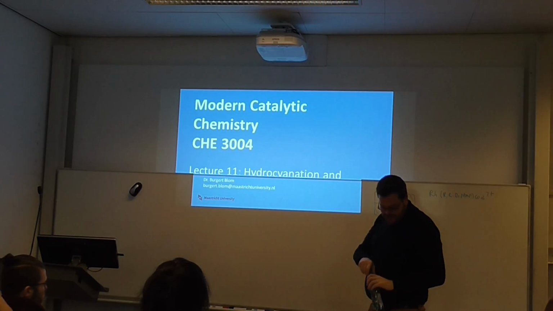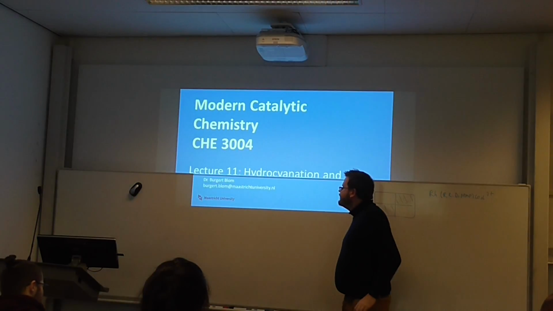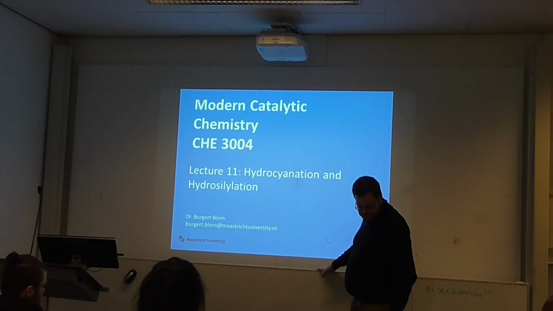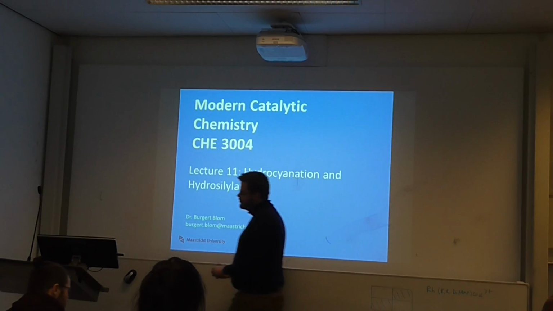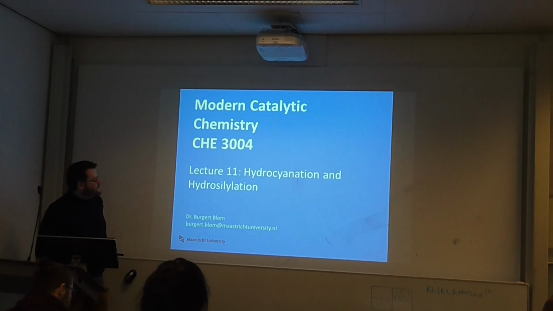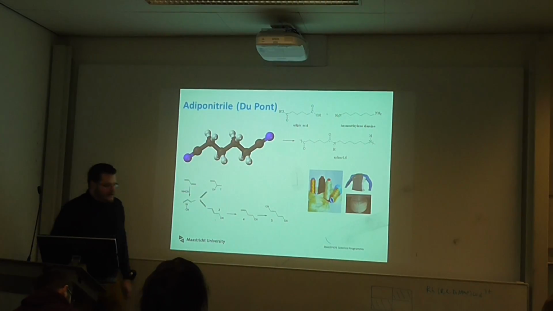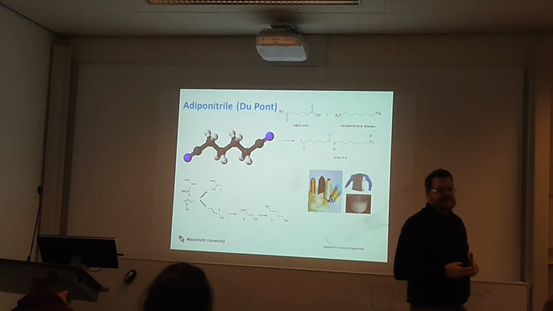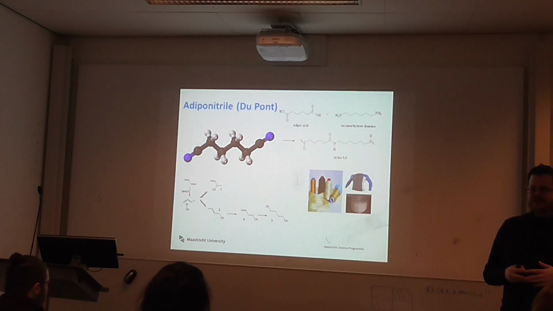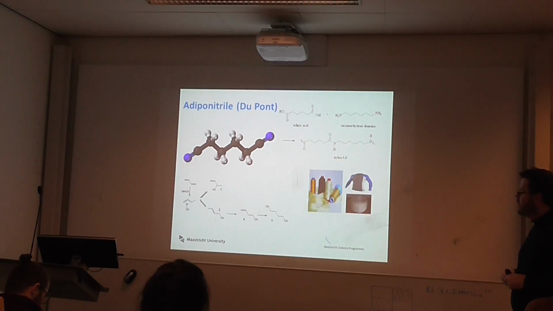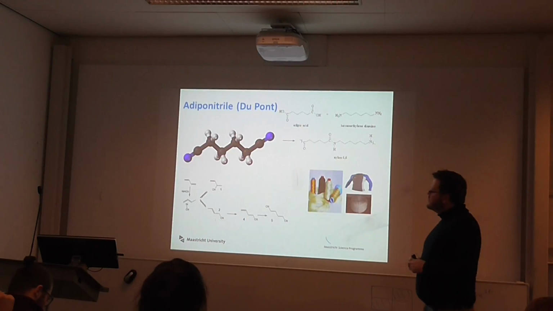Right, what I want us to talk about today, very briefly, is hydrocyanation and hydrosilylation. I'm going to touch on this very briefly because I don't think it's important for us to kill ourselves with details. But hydrocyanation is an important industrial process where you add HCN, hydrogen cyanide gas, over a C=C double bond.